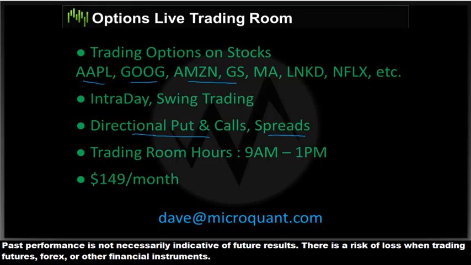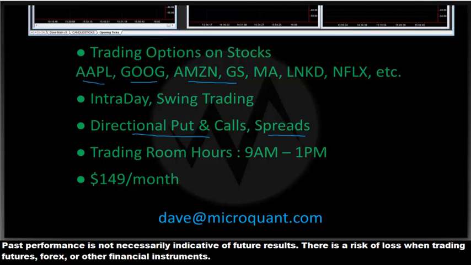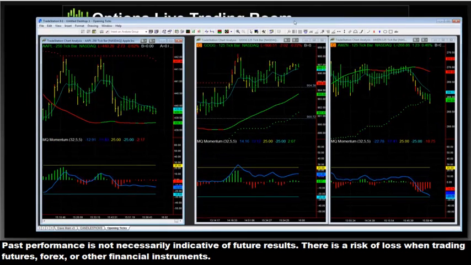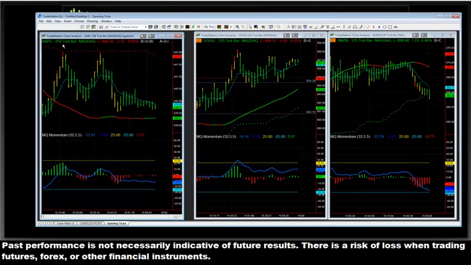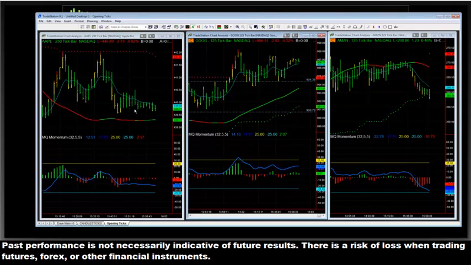Let me see if I have my tick charts here. Right here, I'll show that to you. Apple 250 tick bar right there, Google 125 tick bar right there, and Amazon 125 tick bar right there. This is what my Options Live Trading Room traders see every morning.